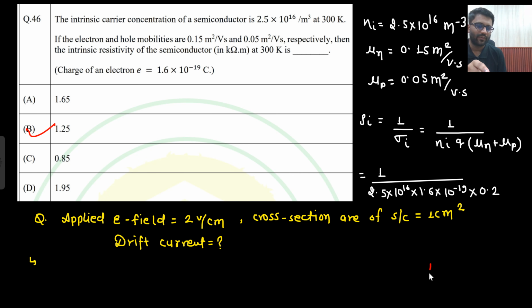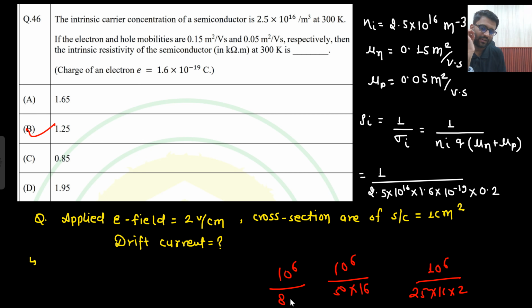So if it goes upward, 10 to the power 6 divided by 25 into 16 into 2. So 25 into 16 into 2. So 25 into 2 will be 50, 50 into 16. So that would be 10 to the power 6 divided by 800. So it will not be 10 to the power 6, some error we are making.